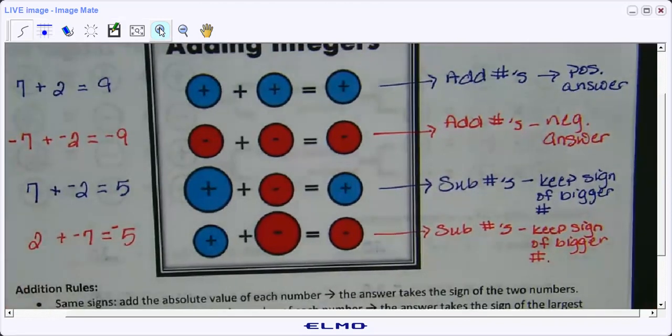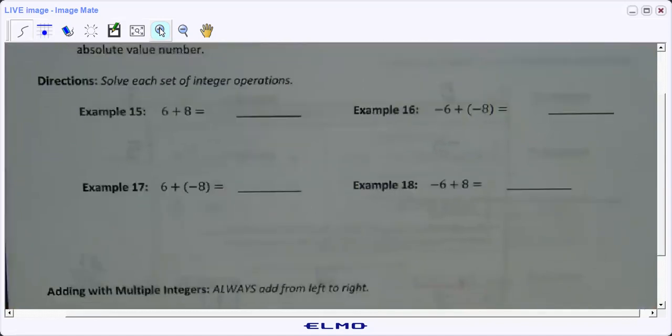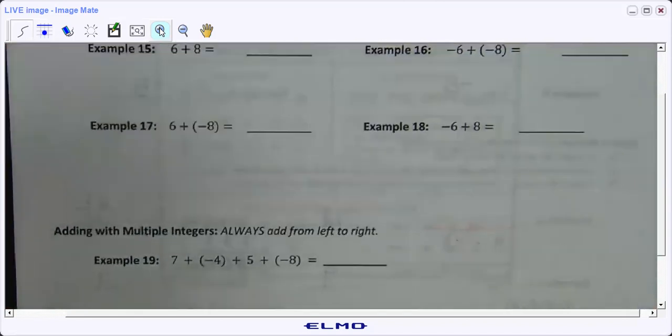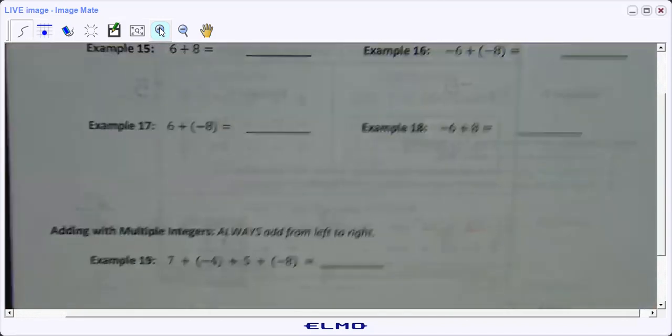All right, so now with a partner or not, it's up to you. I want you to do examples 15 through 20, and then we're going to come back and check them. Okay, go ahead and work on that.